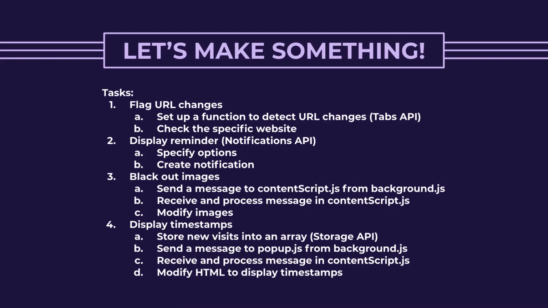The third thing I want to do is black out all the images. So I mentioned before that the background script deals with background actions like with windows and tabs. So when we flag the URL using the tabs API, that's going to be in the background script. To black out the images, which are on the page of the actual website, I need to use the content script. So the URL flag is going to occur in the background script with the tabs API, and we want to send a message from the background script to the content script to trigger this image blackout.